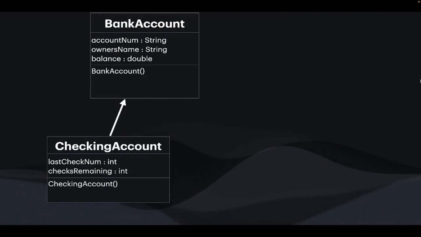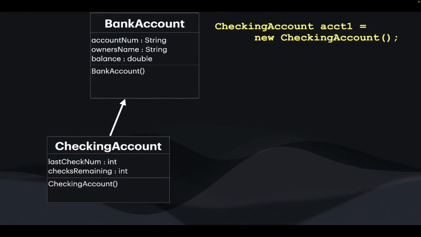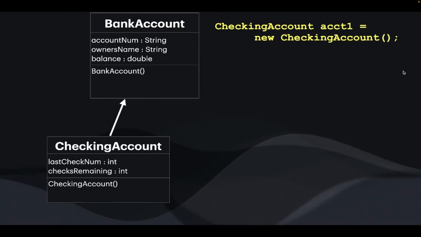Now consider just the generic line of code we use to instantiate an object. Checking account is the class that we're dealing with. We're going to call it account1. And then we're going to use the new keyword with a checking account constructor call. And again, I haven't created the constructor, but the compiler is doing that for me.